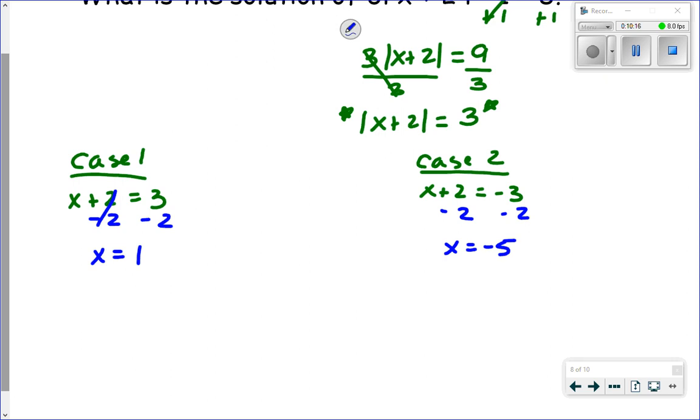Now I need to decide if I need to do a check step or not. So do I have any variables on the right-hand side of the equation? No. All I have is a 3. So that means I don't need to do a check step, and these two are both solutions to this absolute value equation.